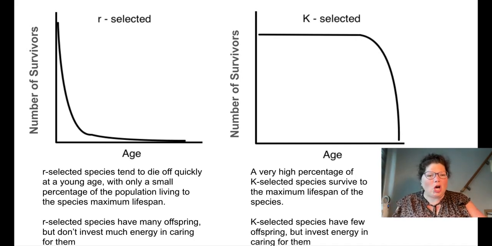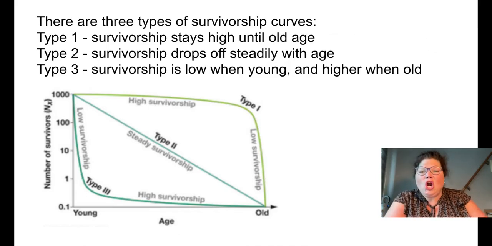Now let's look at what we call these different survivorship curves. K-selected, this is a type 1 survivorship curve. R-selected, this is the type 3 survivorship curve. So we're going to look at what's in between as well. Okay, these are our 3 types of survivorship curve.